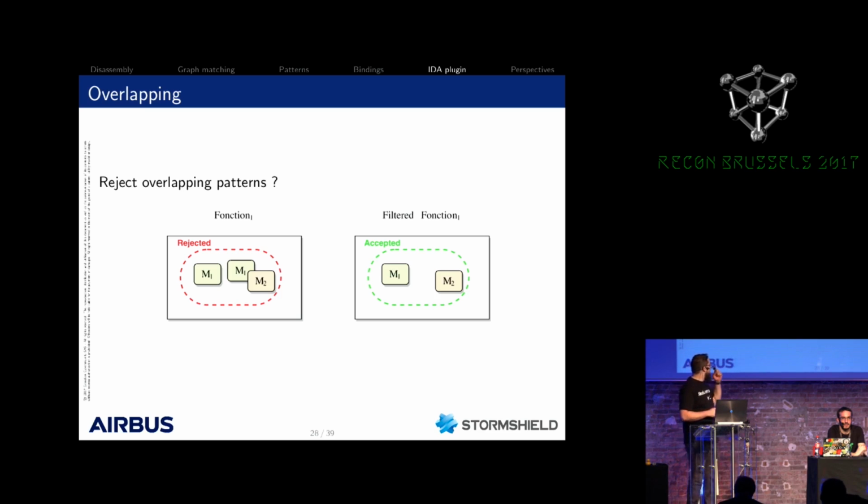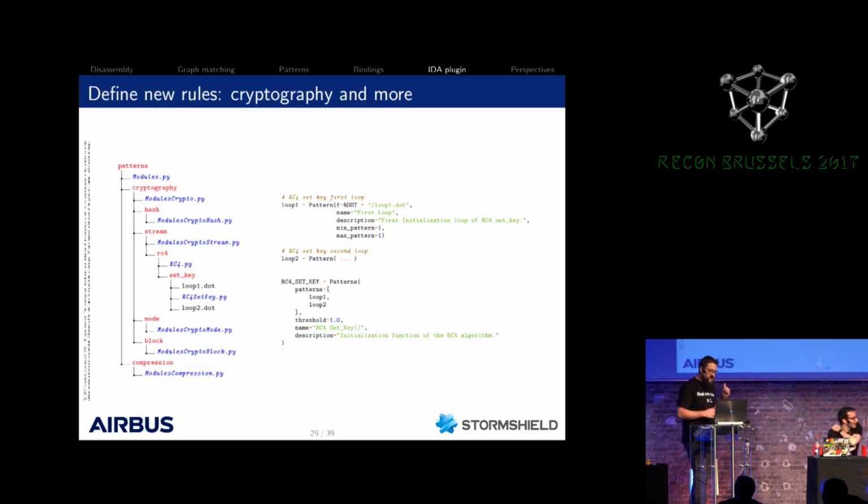This technique is not yet implemented in GRAP. So the creation of a rule for the plugin is quite simple too. For the RC4 set key, we create the first loop, so loop 1.